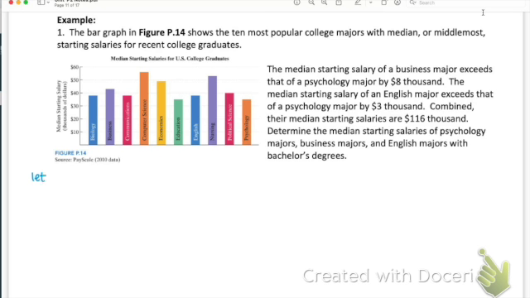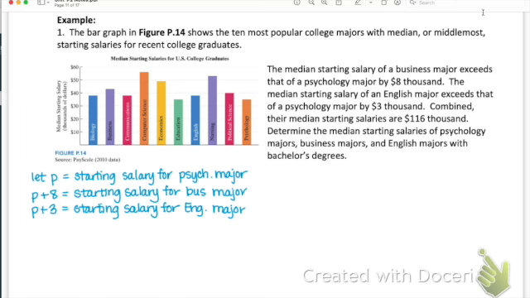So I'm going to let P equal the starting salary for a psychology major. Okay. So if that's P, then I can use that other given information to define my other variables. Ta-da! Now remember, you can pause the video anytime you need to catch up and copy stuff down or whatever. I'm just trying to keep the runtime short here.